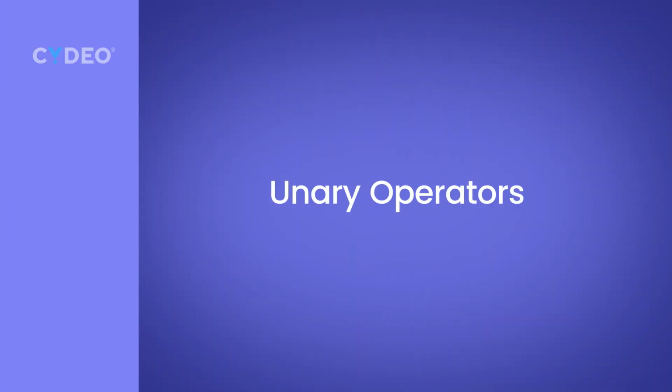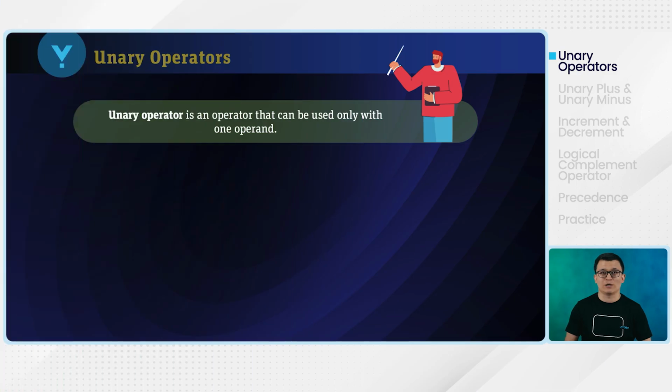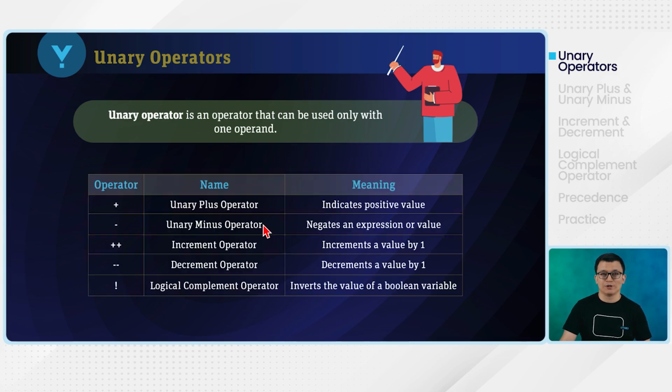Welcome everyone. So far in this module, we have learned the mixed operations, assignment operator, as well as the shorthand assignment operators. Now let's talk about the unary operators. The unary operators are a special type of operator because they can be used only with one operand. And we have 5 unary operators.